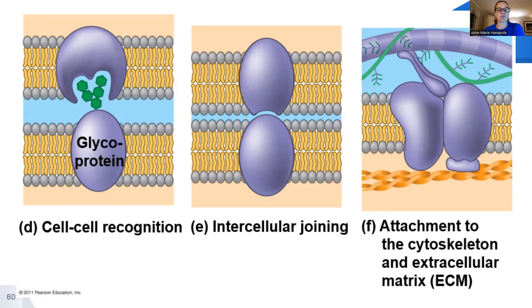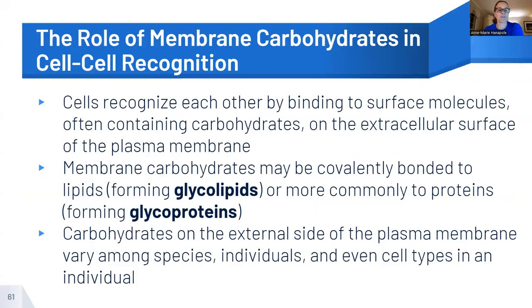And then intracellular joining helps to connect cells that are next to each other. So cells that are in the same tissue type might be joined together. And then attachment to the cytoskeleton and extracellular matrix. So it helps, again, hold the proteins together or the cells together. And so they're going to be helping with attaching proteins inside and outside the cell. So lots of different functions for those proteins that are in the cell membrane.